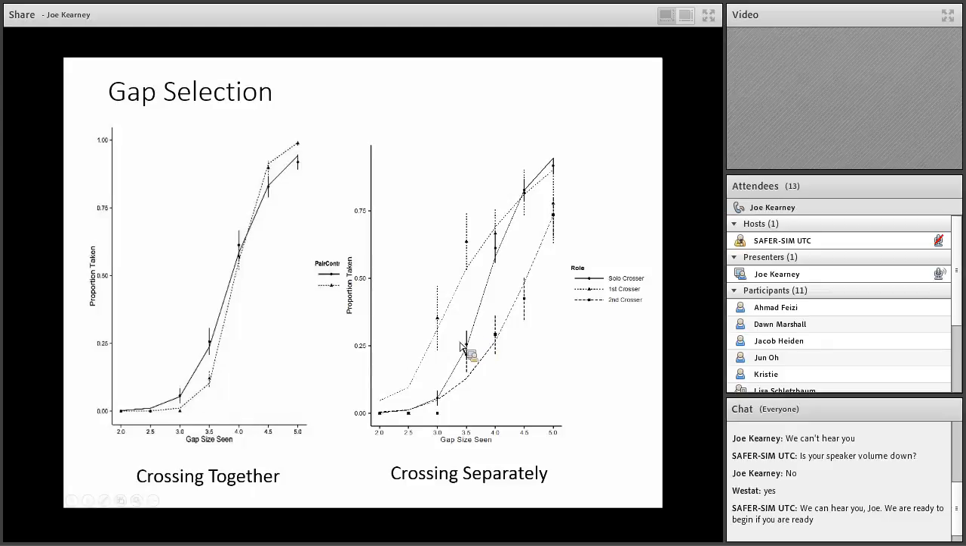And what you see is that those who crossed first were very much likely to take smaller gaps. And that's likely why the second crosser waited, because the first crosser chose a very small gap. And even so, the second crosser then picked a larger gap than even when they crossed as a pair. So much more conservative second crosser than the first crosser.